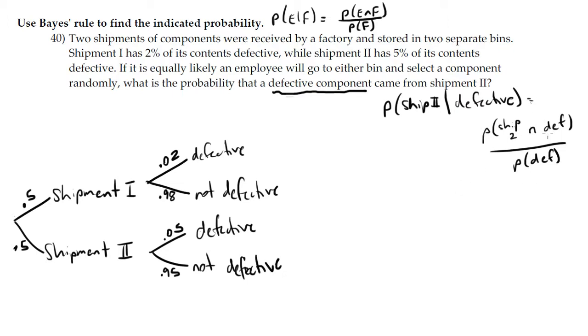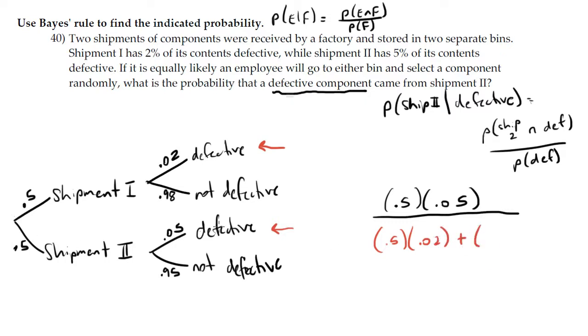So let's see that. The numerator, shipment 2 and defective, that's right here. That's this branch. This is the probability it came from shipment 2 and it's defective. In my numerator, 0.5 times 0.05. Shipment 2 and defective, that branch. In my denominator, how can a product be defective? It can be defective from shipment 1 or it can be defective from shipment 2. I need to show both of those. That's Bayes' theorem. Shipment 2 and defective out of all of the defective products. And once we calculate this, we will have our solution.